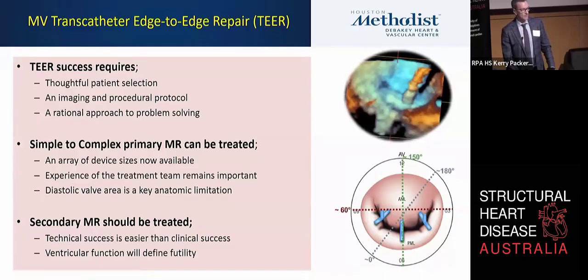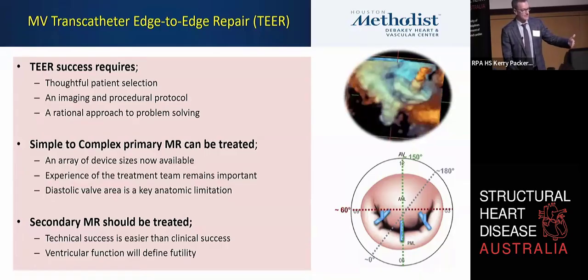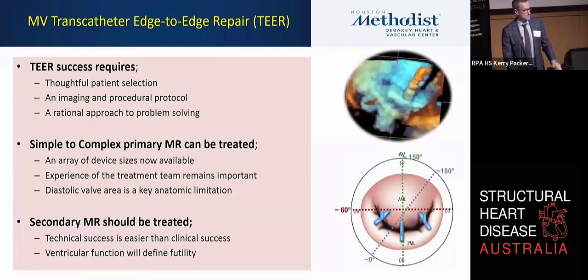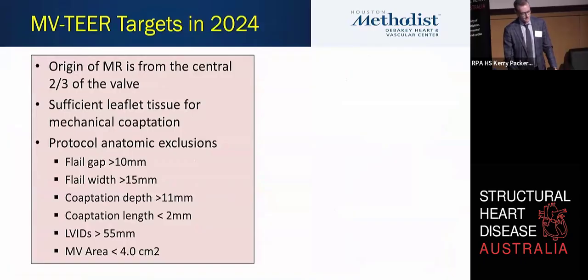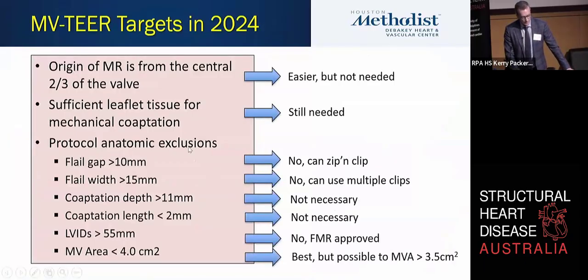In secondary MR, you can usually get a very nice clip. You can often get an MR reduction, and occasionally the patients feel no better. And that's because you're treating the end-stage ventricle. So you have to be somewhat cautious about how sick the ventricle is if you want to try to get rid of the MR. So the TEER targets today would be very unlike what they were in the Everest study. I think almost all of these exclusions are no longer exclusions, with the exception of very small valve area.